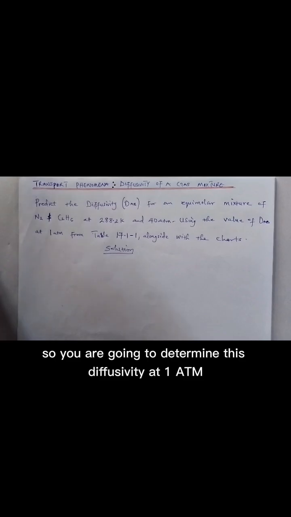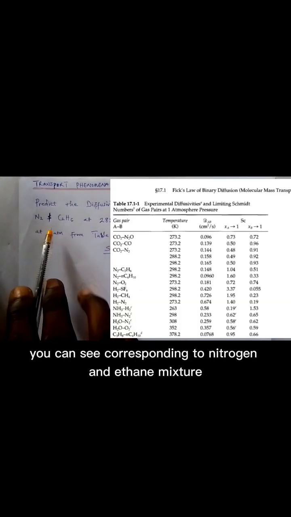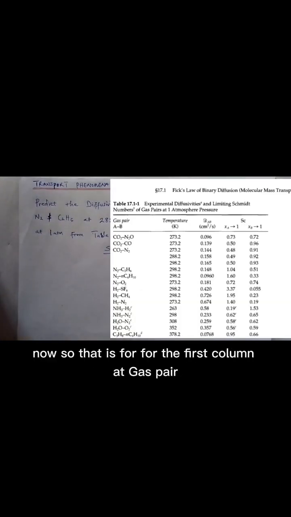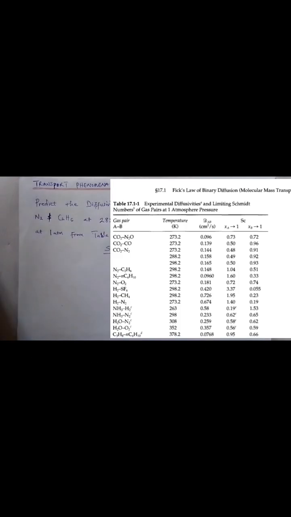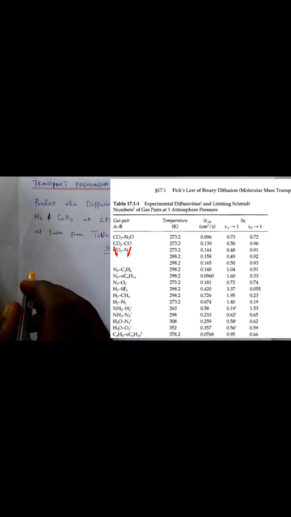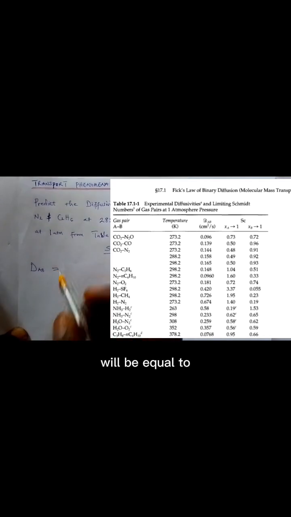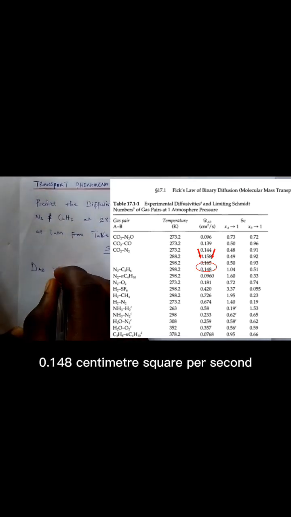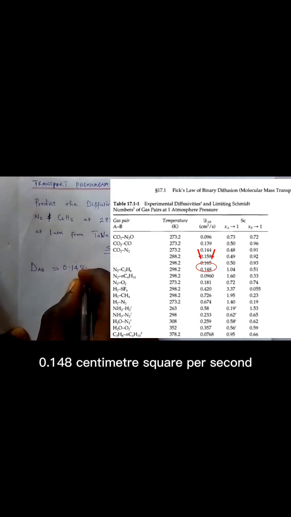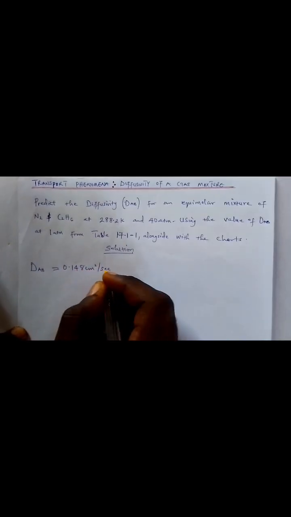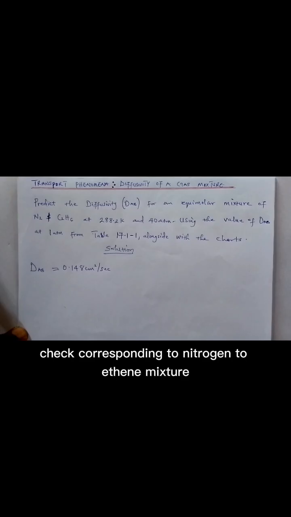So you are going to determine this diffusivity at 1 atm under this table. You can see corresponding to the nitrogen and ethane mixture, in the first column for the gas pair, you can see this mixture there. So the diffusivity corresponding to it, diffusivity AB, will equal 0.148 centimeter square per second. That is in the third column, corresponding to the nitrogen and ethane mixture.